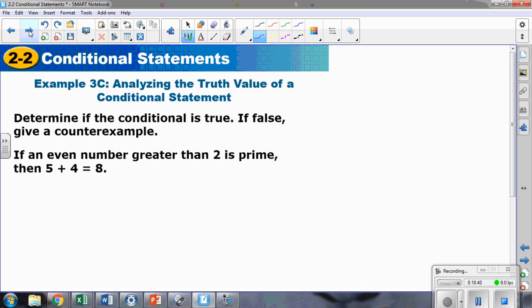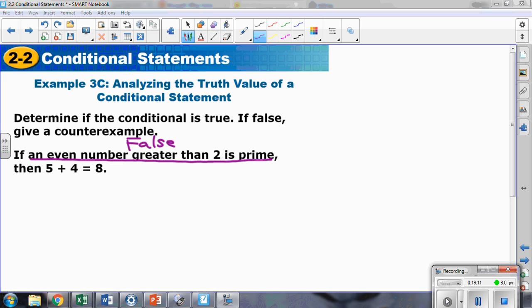Let's analyze one more truth value. And I would like for you to do this one on your marker board. All right, so when we look through it, we can quickly see our hypothesis. If an even number larger than 2 is prime, that's false. The only prime number that's even is 2. And so there is no bigger even prime number. At this point, I could stop. I don't even care about the rest of it. I have a false hypothesis. A false hypothesis instantly makes the overall statement true because there's no way to prove it's wrong.